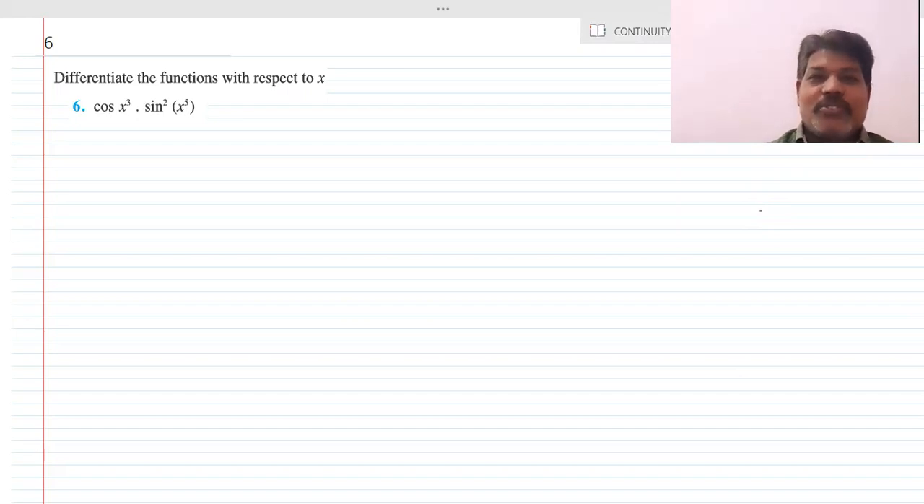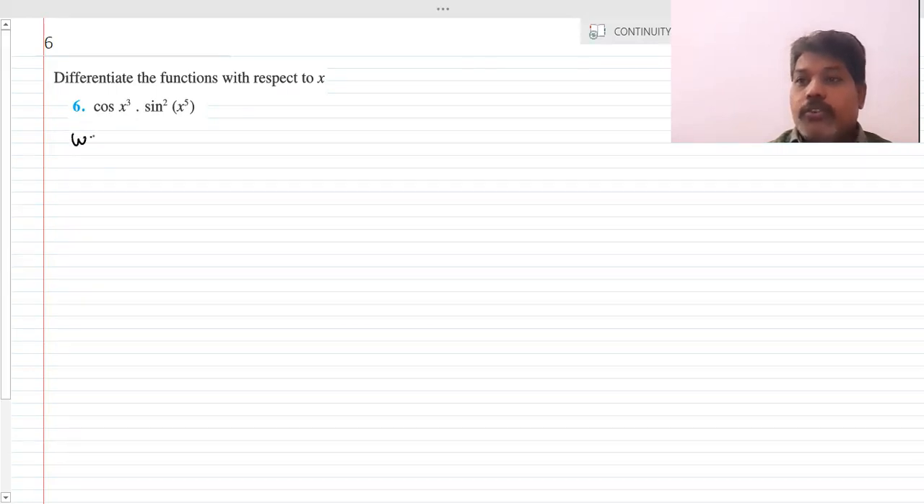So see the next question, students. The next question is: differentiate the function with respect to x, cos of x cube into sine square of x power 5. Cos of x cube sine square of x power 5. In this question, a number of functions are there. So first we have to understand the functions here. First we will take the derivative of uv. So we will use that formula here. What is the derivative of uv?